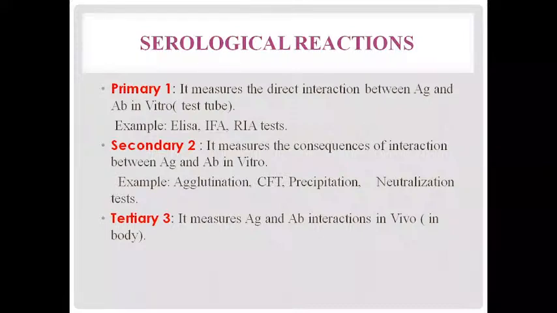Then secondary, that is number 2, this measures the consequence of interaction between antigen and an antibody. For example, when you have agglutination, it tells you there is an antibody and there is an antigen, and that comes into something that is visible in terms of flocculation or agglutination. And these are the examples. Others are complement fixation test, precipitation, and neutralization tests. And this one we'll look at tomorrow.